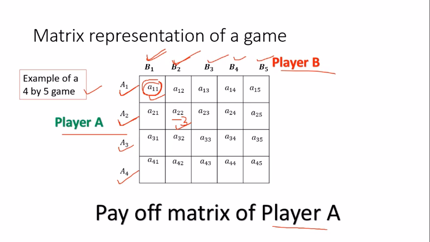So it's always with respect to one player, and in most of the examples it's always with respect to player A. So the payoffs are given with respect to player A. So these are always given to us. Now we want to find an optimal solution of the game.